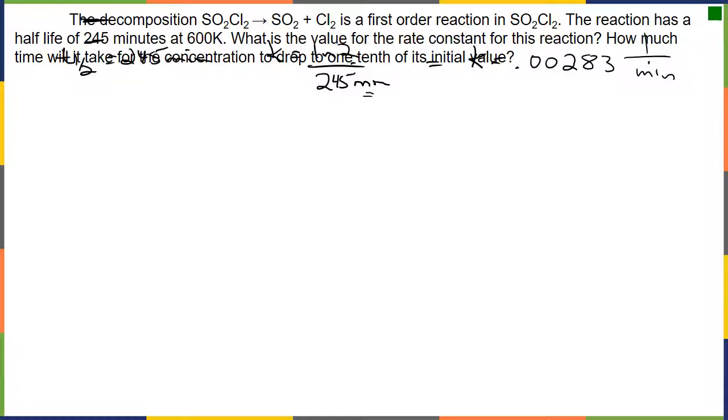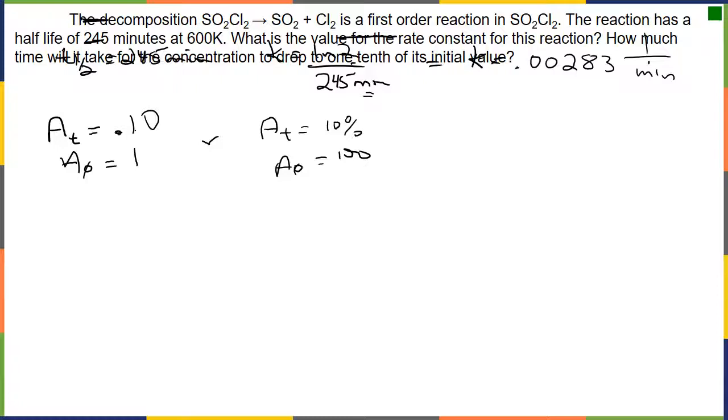So for our equation, 1/10 tells us what's left. If A sub t is 1/10, that's going to be 0.1 if A naught is equal to 1, or you could equally say A sub t is equal to 10% and A naught is equal to 100, whatever makes sense to you. It's 1/10 of what we have to begin with. We'll plug it in. The natural log of 10 over 100, out of 1/10, is equal to minus 0.00283 per minute times t.